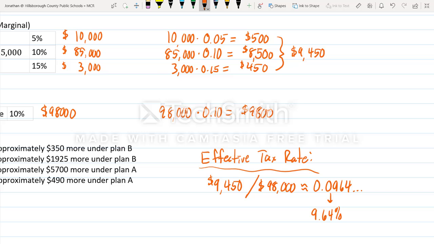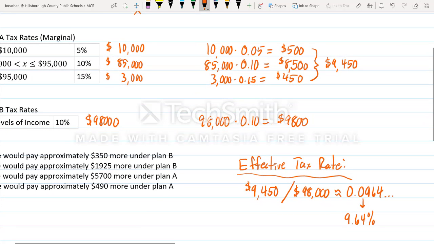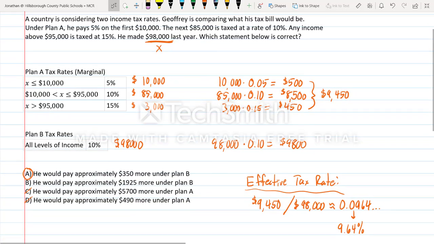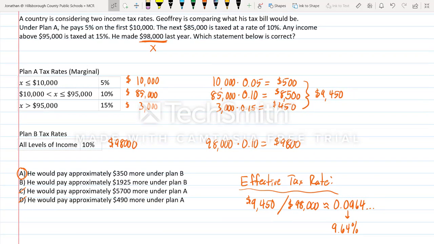9.64%. So with the marginal tax bracket, he gets out a bit better than the 10% one. He's paying 9.64% of his income as opposed to the 10%. And that's basically how marginal tax brackets work. This is a really important skill to know as you get older. I don't really see this a lot of times in curriculum, so this is really exciting that they're showing you all this. But yeah, there we go.